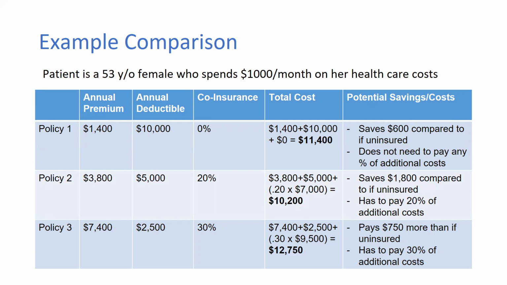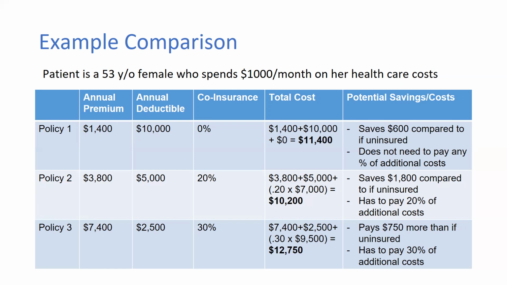You want to take the premium, add it to the amount of the deductible that they're paying, which in this case is the full deductible, and then add the amount that they have to pay left over based on the coinsurance rate for that plan. So we can see that we have the total cost for policy 1, 2, and 3, and that they're all different. Policy 3 is the most expensive, and it's even more expensive than her annual estimated costs. Policy 1 is the second most expensive, but it's less.